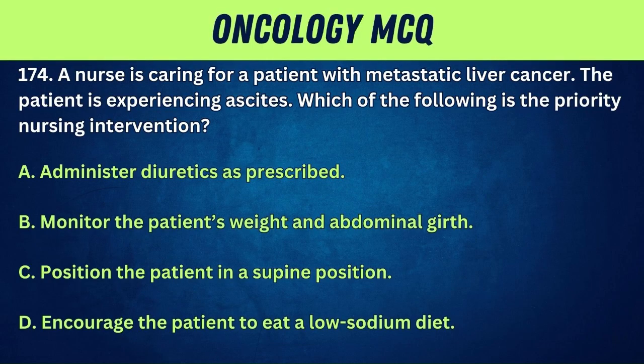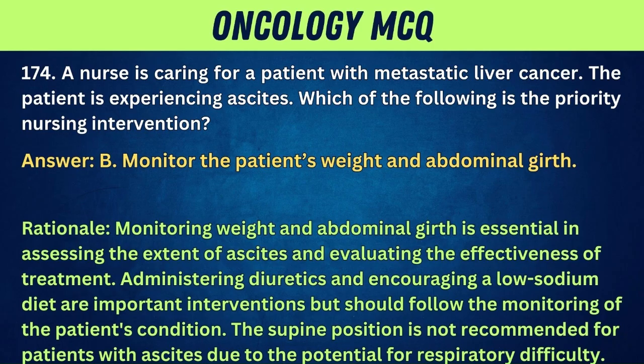The patient is experiencing ascites. Which of the following is the priority nursing intervention? A. Administer diuretics as prescribed. B. Monitor the patient's weight and abdominal girth. C. Position the patient in a supine position. D. Encourage the patient to eat a low-sodium diet. Answer: B. Monitor the patient's weight and abdominal girth.